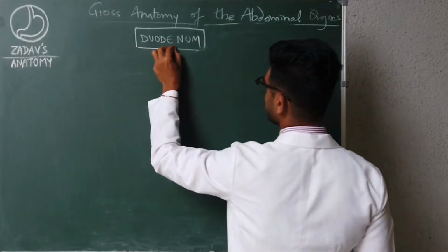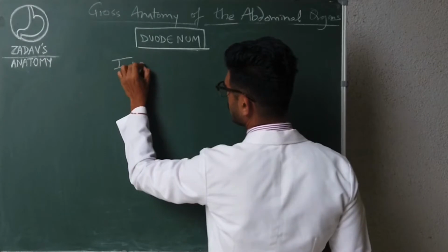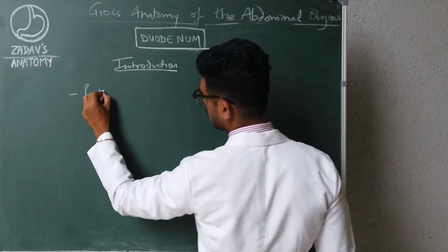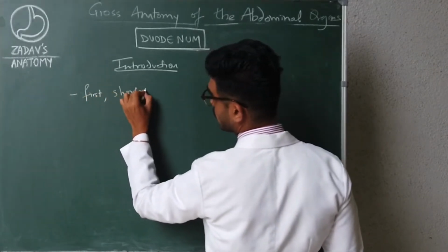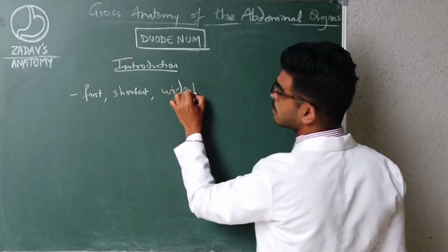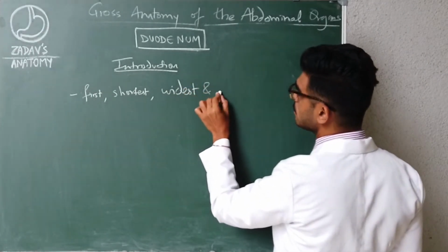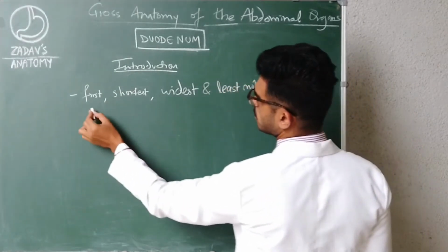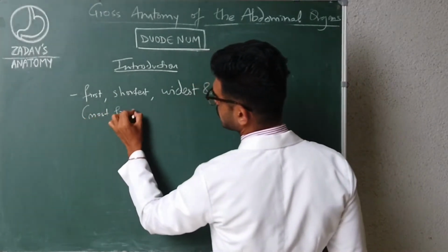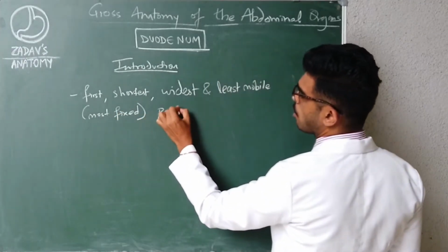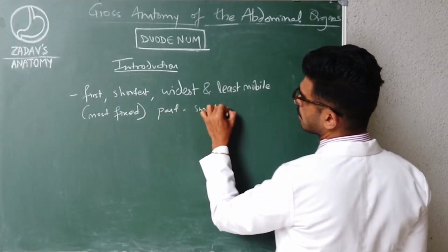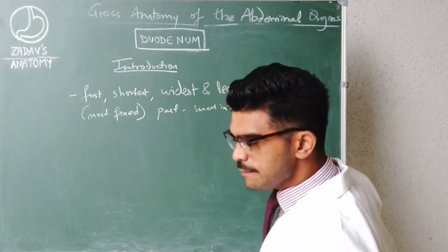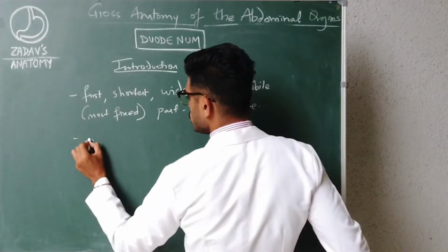So, the duodenum introduction. It can be defined as the first, the shortest, the widest, and the least mobile, or you can use the words most fixed part of the small intestine.